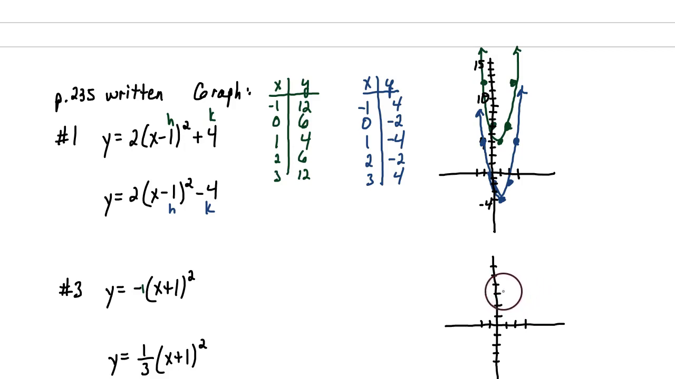Notice that the parabolas look very much alike. They seem to be the same width. The rate of change on the branches is identical. The only thing different is where the vertex is located.